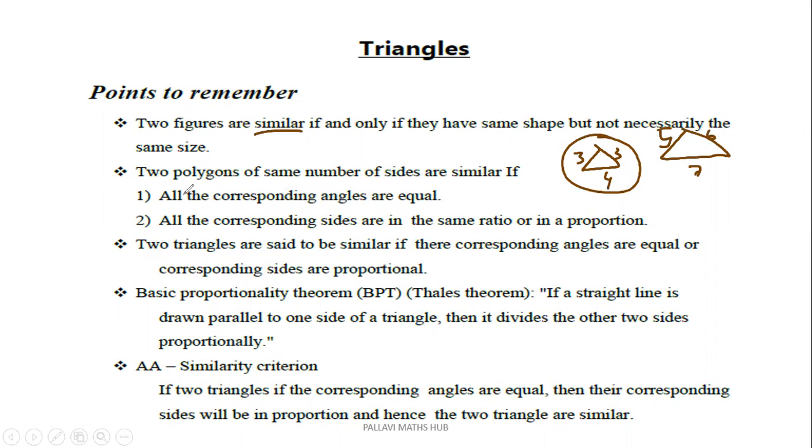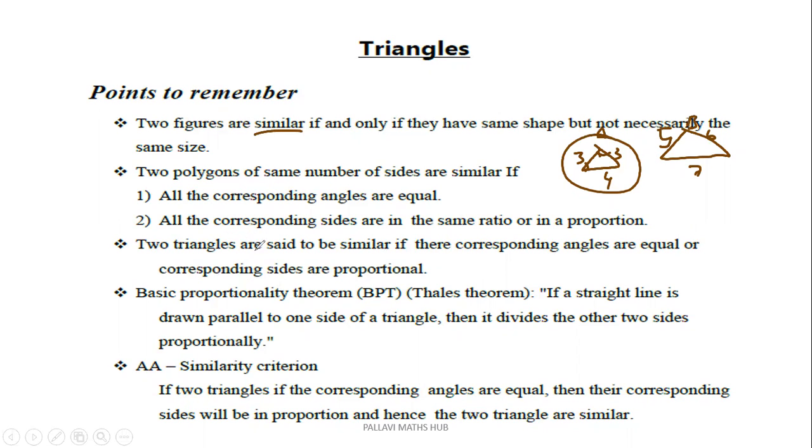Next, two polygons of the same number of sides are similar if all the corresponding angles are equal and all the corresponding sides are in the same ratio, in proportion. Similar means corresponding angle A is equal to angle B and angle C is equal to like that. Corresponding angles are equal and corresponding sides are in the same ratio, then you can say that two polygons are similar.